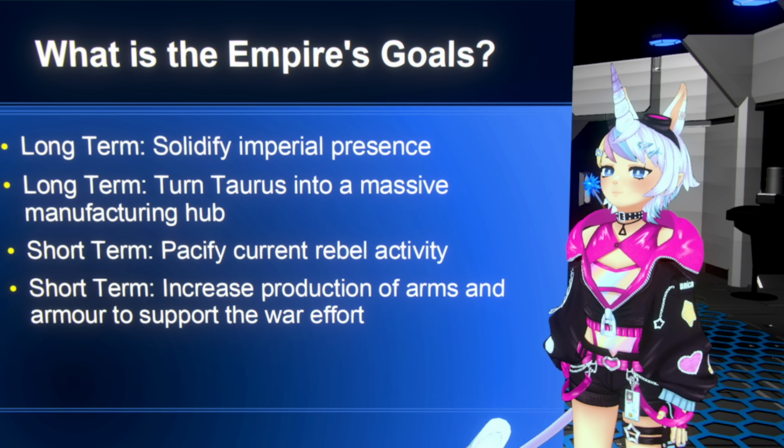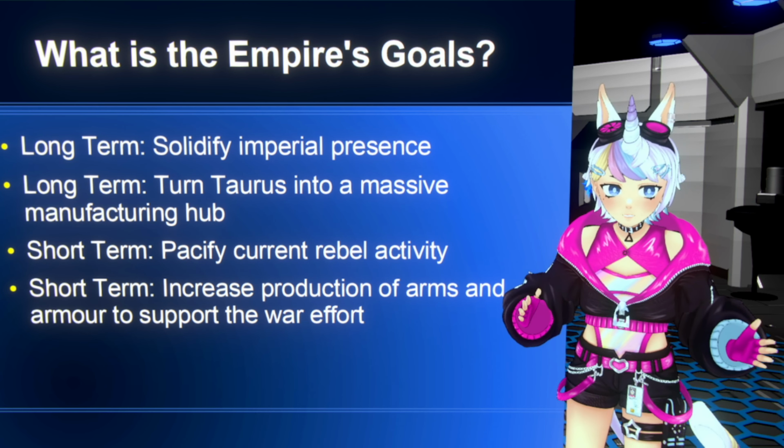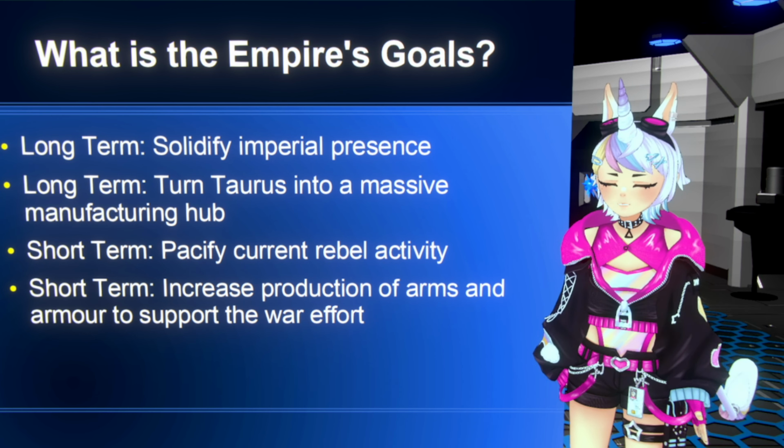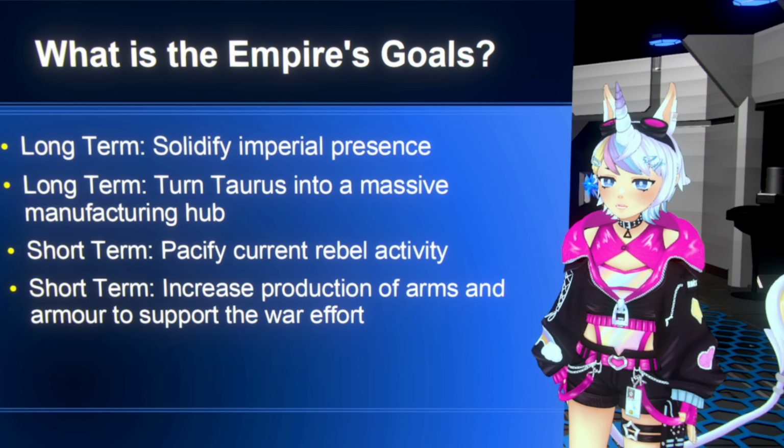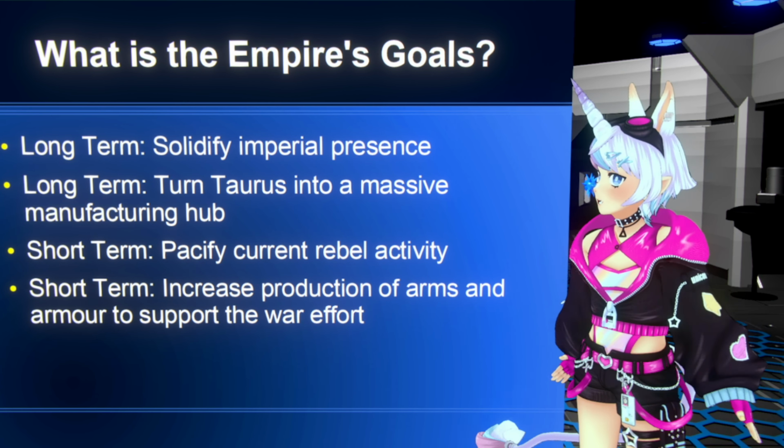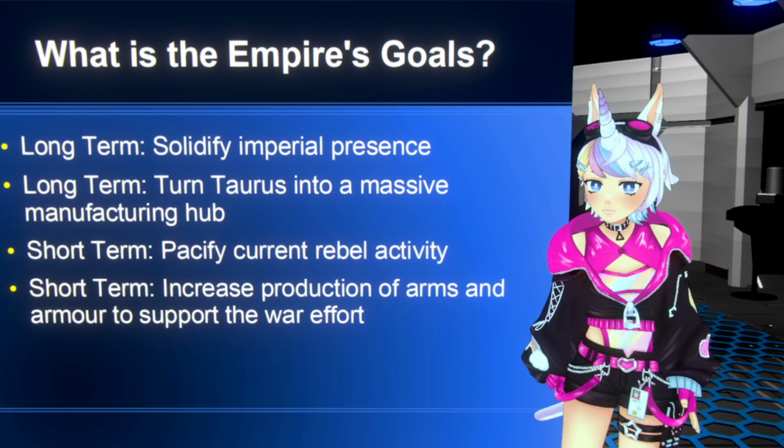Creating a friendly regime takes a lot of time. So in the short term, what they need to do is they need to pacify any current rebel activity to keep the Empire's image intact so that they can eventually solidify their presence. And they also want to, in the short term, just increase production so that they can actually support their war effort against the Rebel Alliance.